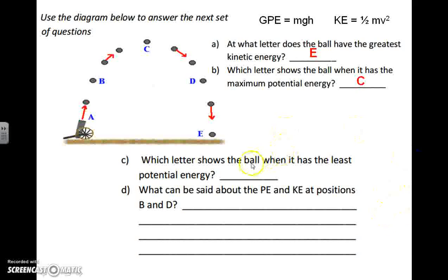Hopefully you're thinking about height there again. So the least amount would be where it has the least amount of height. So that would also match up to position E. Again, wherever the potential energy is lowest, then kinetic energy there would be the highest.